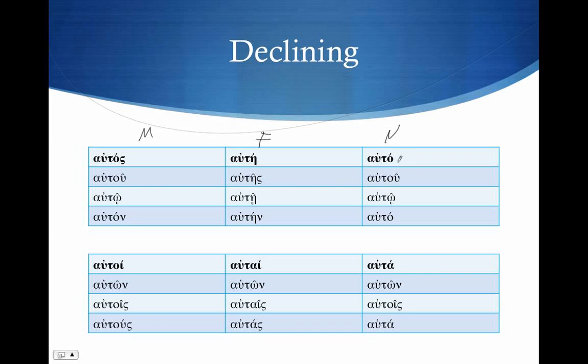And then in the neuter, remember I said the nominative and accusative singular are a little odd. There's no nu, so it's αὐτό, αὐτοῦ, αὐτῷ, αὐτό, αὐτά, αὐτῶν, αὐτοῖς, αὐτά. So the plural and the other cases are perfectly normal, exactly what you'd expect. So declining is no problem. Let's move on to seeing how they're used.